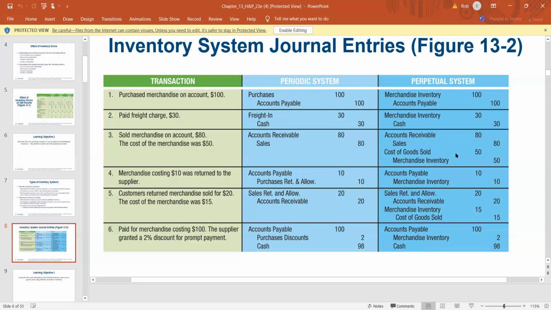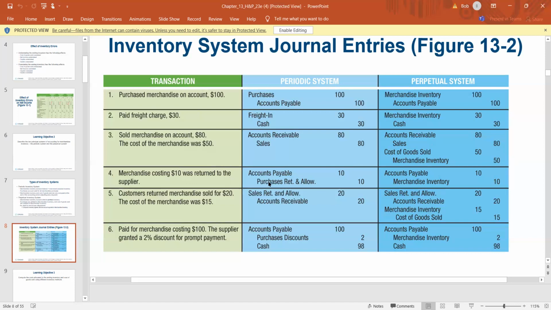So the cost of goods sold was 50. We debit cost of goods sold for $50 and credit merchandise inventory. We debit cost of goods sold, credit merchandise inventory. So you have a 4-line journal entry here, if you will. You could do it in 2 separate entries, but you got a 4-line journal entry here. You record the sale and you record the cost of goods sold.